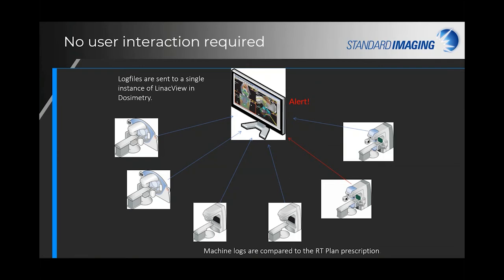But if there are no alerts or failures, then the system would be just monitoring day by day, and when one comes through, then you could take action, or on a periodic basis, the physicist or whoever has the rights to go in and look at all the detailed analysis could do so.